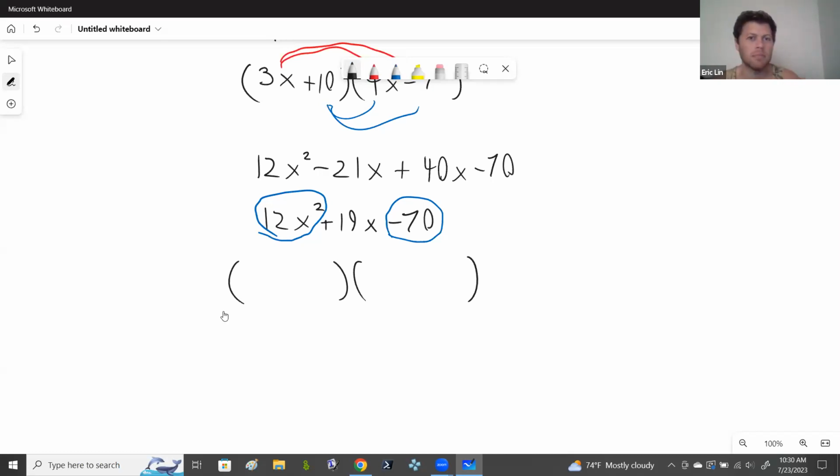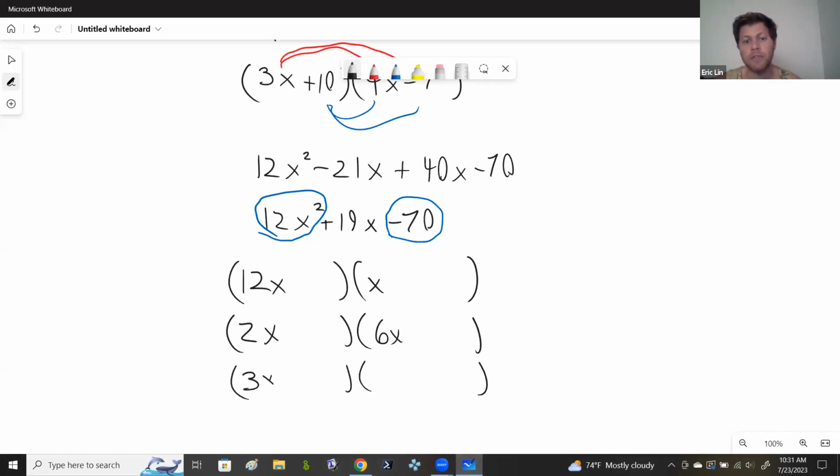foiling that got me to this point, that our two first terms, our x terms, had to multiply together to be 12. So the coefficients of them had to multiply to be 12. So for example, 12x and x could be a possible place where we got these from. We could have also had something like 2x and 6x. We could have had 3x and 4x. And once again, we'll stop here because I'm not going to include fractions or decimals.